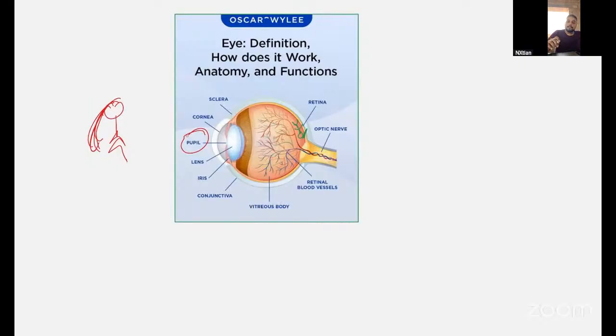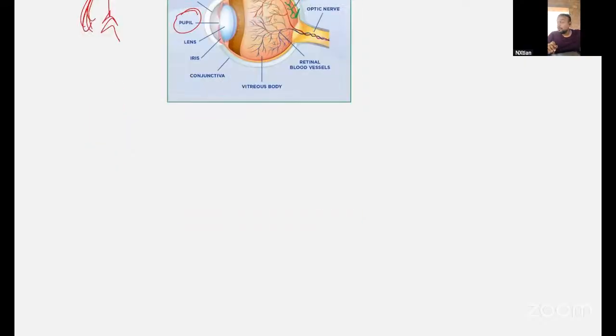Now put a heading: defects of the eye. Defects of the eye. First defect is myopia. First defect is myopia. This is also called nearsightedness.